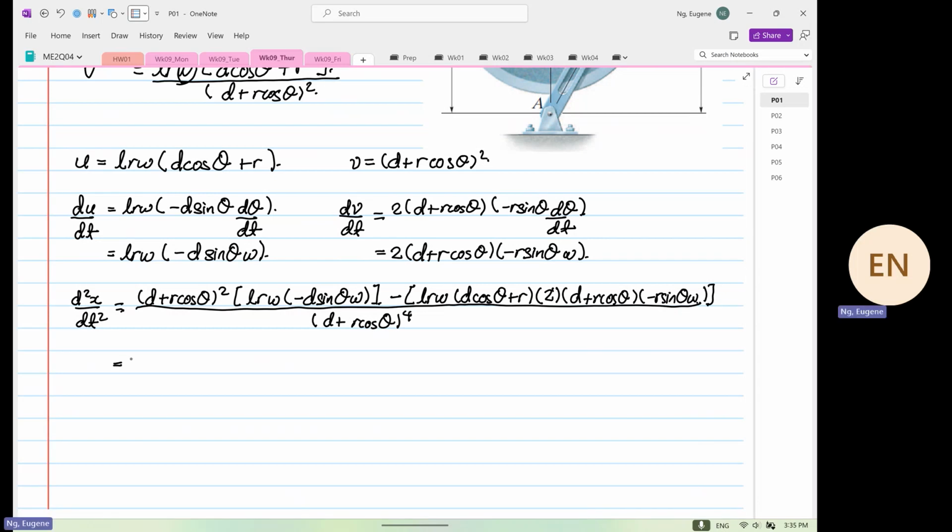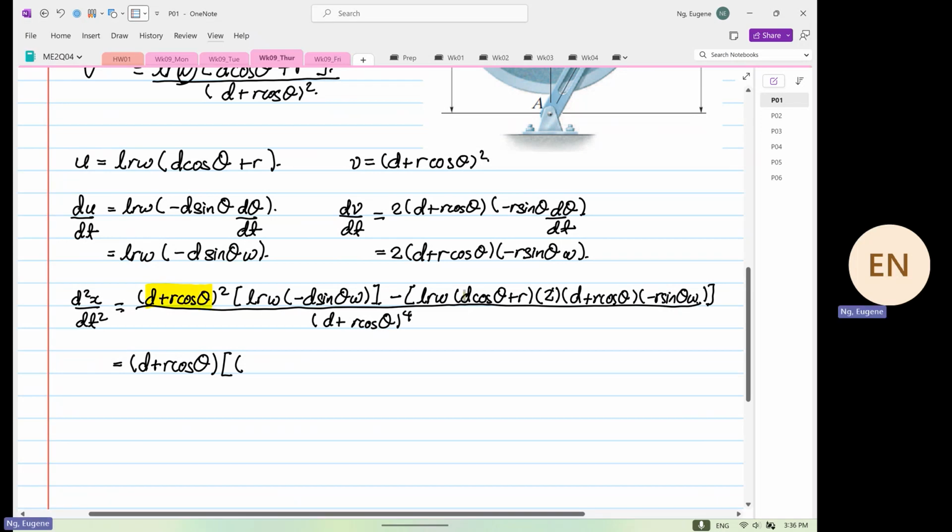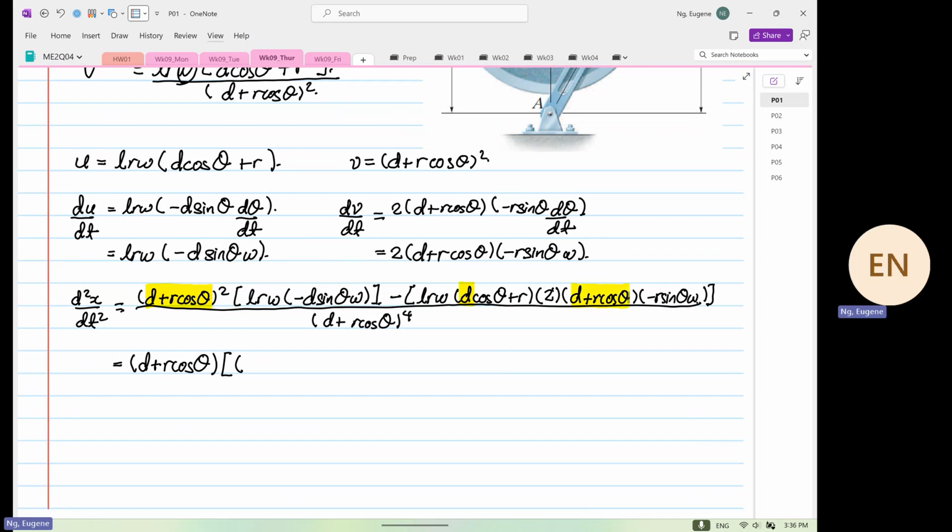So this is just math. I know I don't need to do it. I could just skim it through, but that's not the way we work. So I'm going to take out d plus r cos theta because we have d plus r cos theta on both equations. One over here and one over there. So we can factor it out.